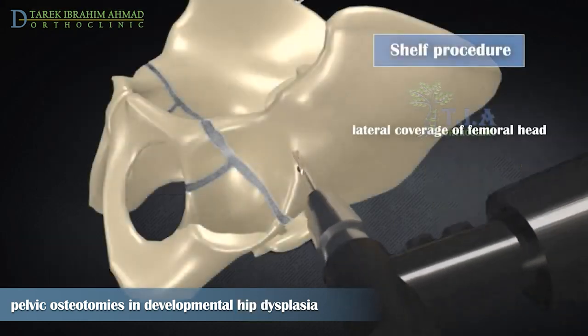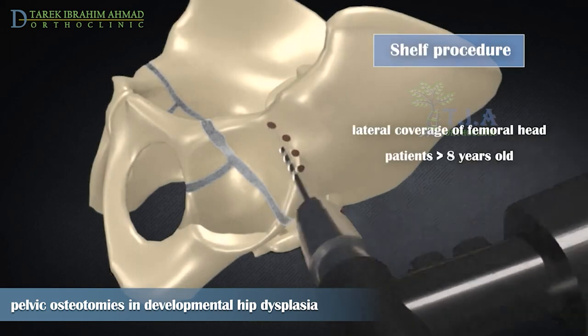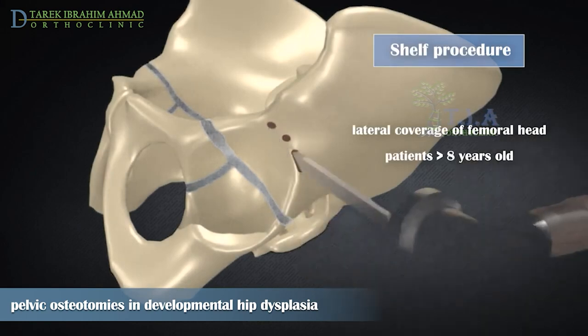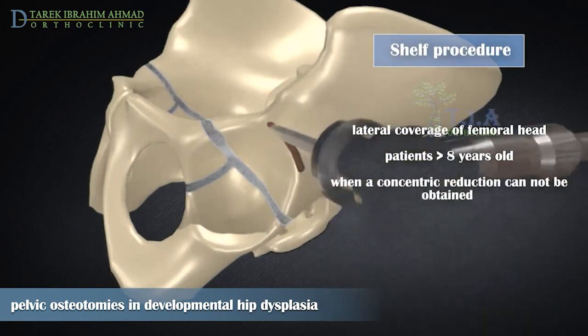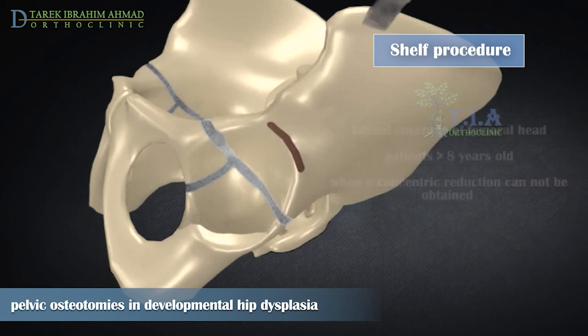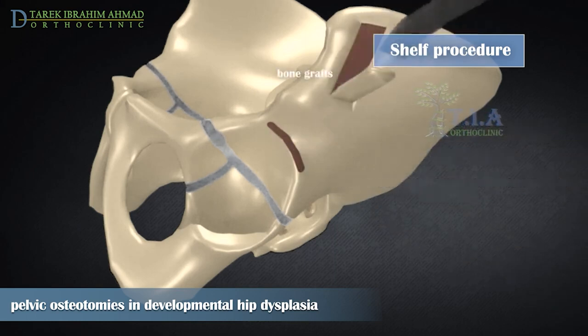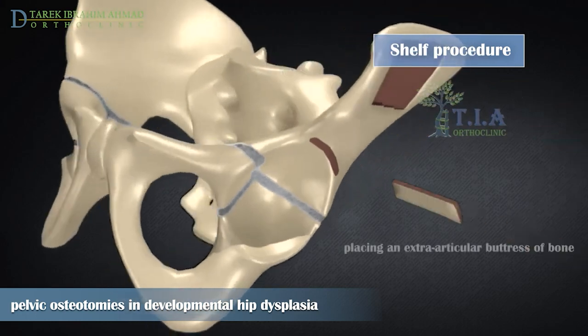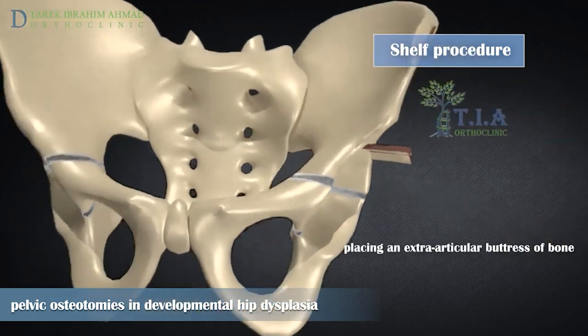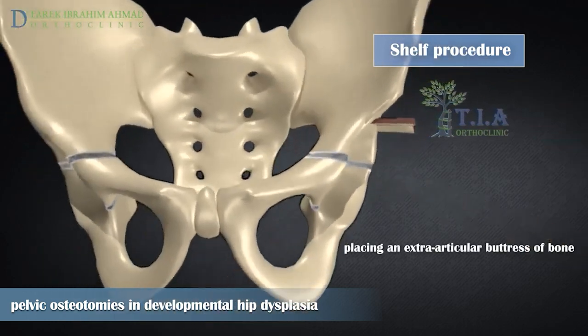It is a salvage procedure performed in patients greater than 8 years old with acetabular dysplasia if a concentric reduction is not possible. In this procedure, iliac crest bone grafts are placed into the lateral portion of the ilium at the acetabular margin. It improves support of the femoral head by widening the roof of the acetabulum over the joint capsule and thus prevents subluxation.